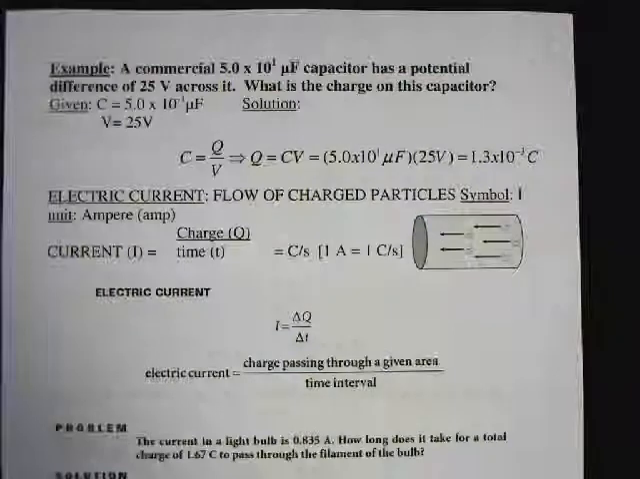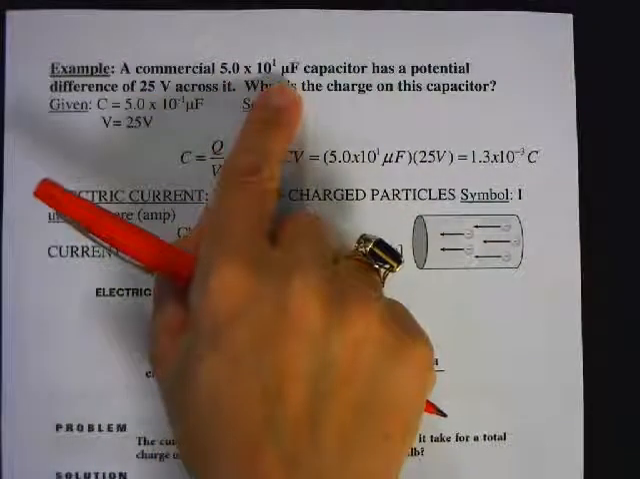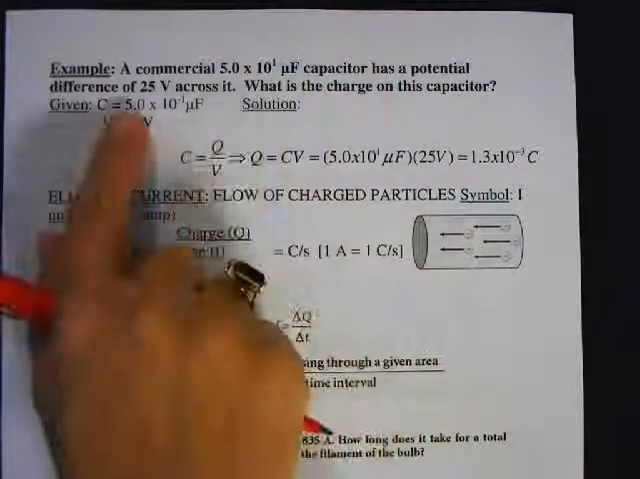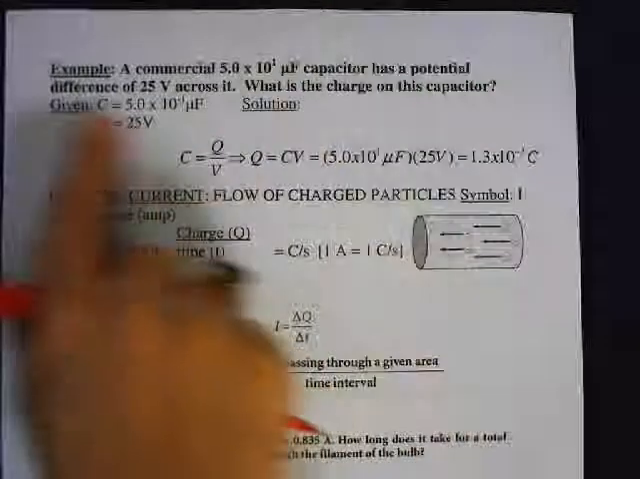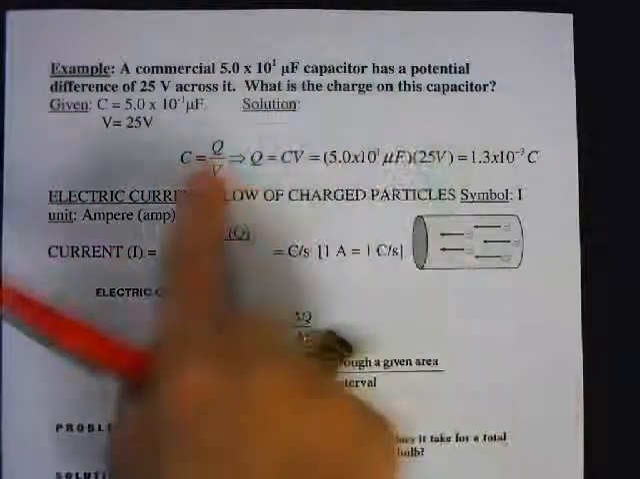So another example, it says a commercial 5.5 times 10 to the 1 microfarad capacitor, so that's C, has a potential difference of 25 volts across it. That's V. What is the charge? So now I want to find Q.